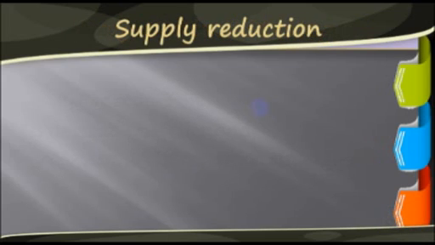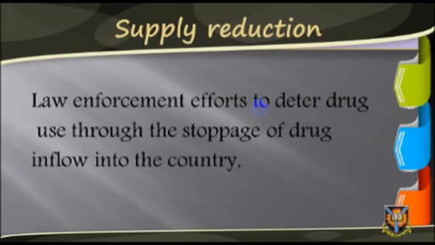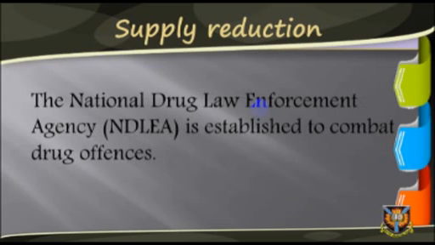Supply reduction. This strategy is the law enforcement effort to deter drug use through the stoppage of drug inflow into the country, apprehending dealers or traffickers and street level peddlers. This strategy is basically geared towards reduction of supply and to also discourage would-be users from drug abuse. In Nigeria, the agency primarily saddled with such responsibility is the National Drug Law Enforcement Agency (NDLEA). This body was primarily established to combat drug offences.